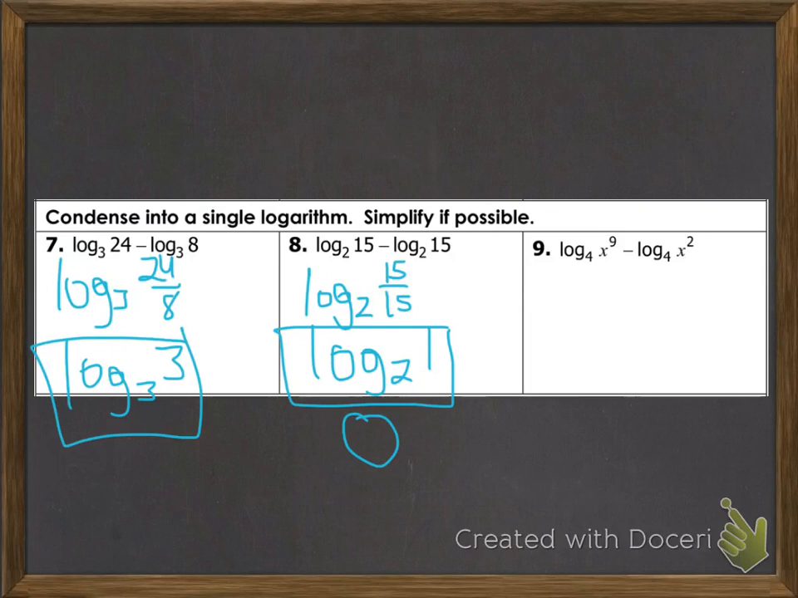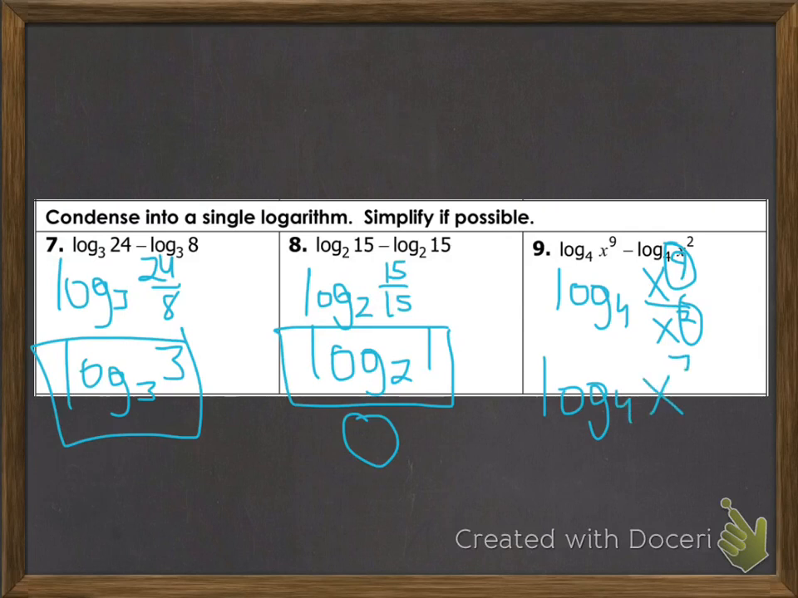So let's keep going. Now we have number 9, where it's log base 4 of x to the 9th minus log base 4 of x squared. So let's put it in division format where we have log base 4 of x to the 9th divided by x squared. Remember, when you are dividing your variables, the exponents are going to subtract from each other. So your final answer is going to be log base 4 of x raised to the 7th power.